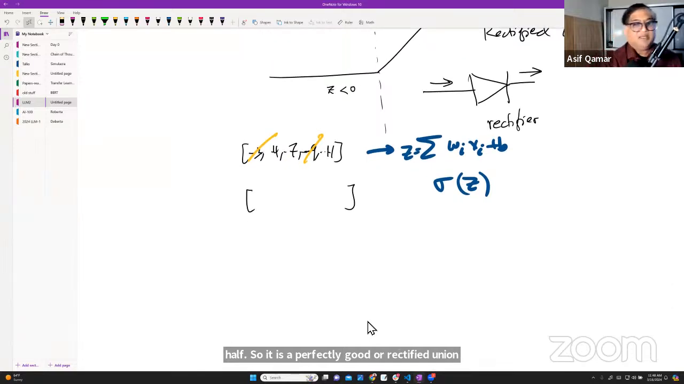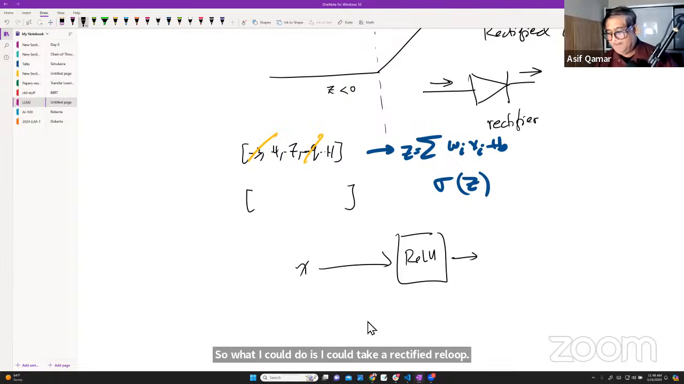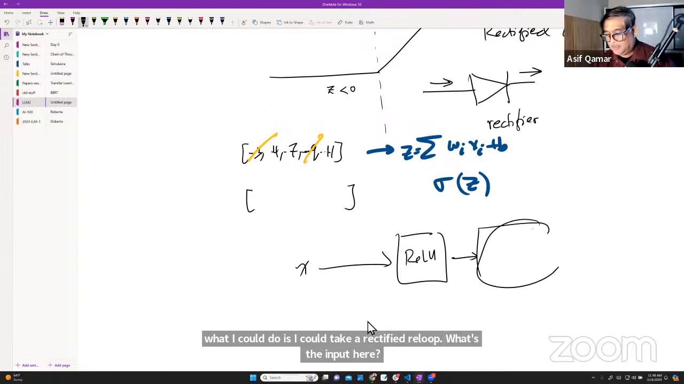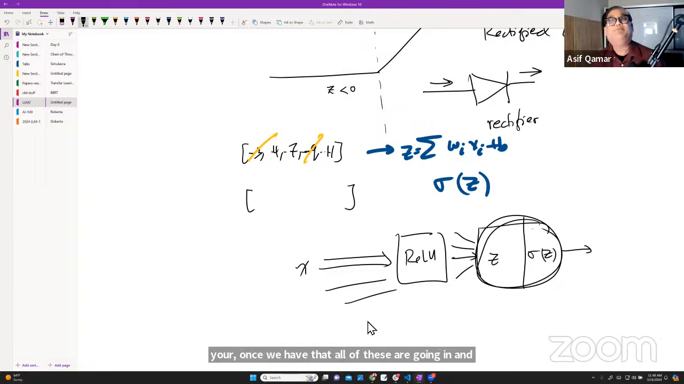So what I could do is take a ReLU, pass the input here, and pass it to a neuron. This is your Z, and all of these are going in. This would be a perfectly good classifier that detects positive numbers. Does that make sense, guys? But your task is to detect negative numbers. So how do you detect a negative number?